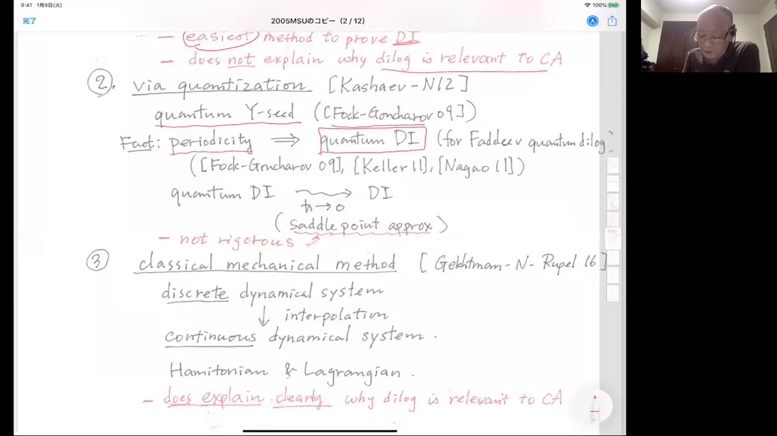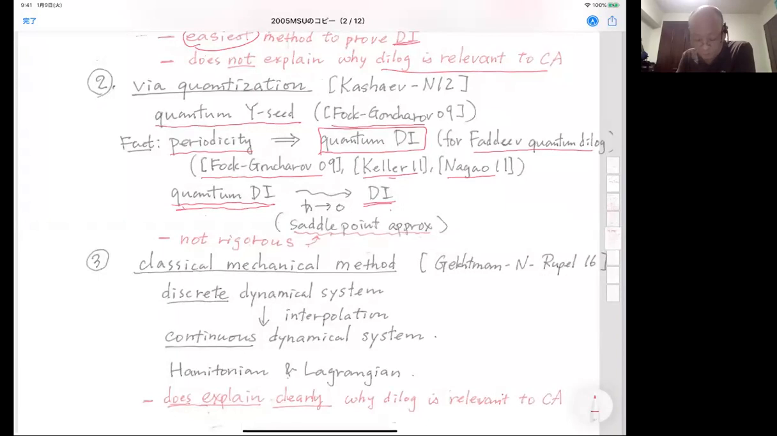This identity is for the Faddeev quantum dilogarithm. And this result is due to Fock and Goncharov and also Keller, Nagao and so on. And my point is, from such a quantum dilogarithm identity, taking the so-called classical limit, you get our dilogarithm identity. It is, of course, a natural thing. But here is some problem. This h bar goes to zero limit is not a simple operation. Here you consider a non-commutative variable, while here we have a commutative variable, and you cannot simply set it to be commutative.